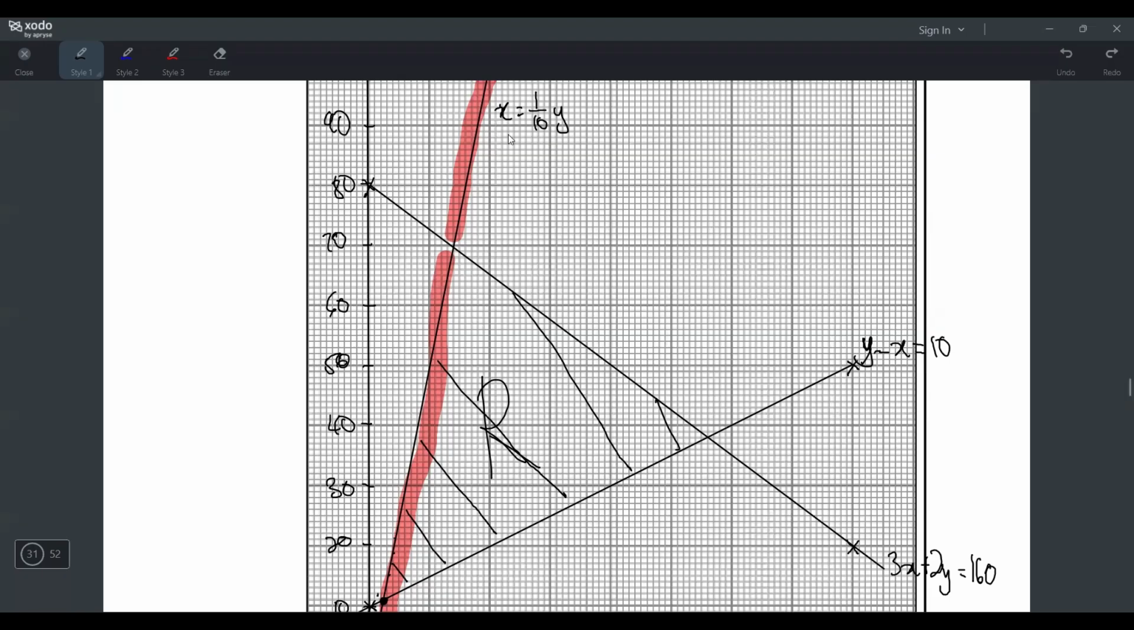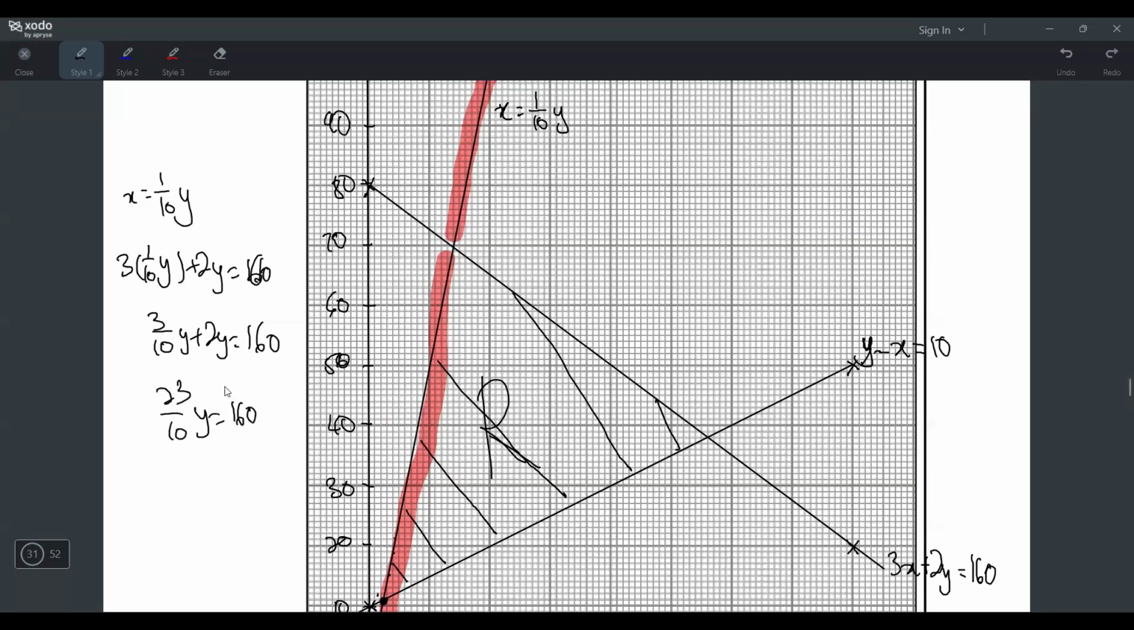So if I am you, I will just do simultaneous so that I know the exact answer. So x equals 1 over 10y, right? So straight away sub inside this, 3x plus 2y equals 160. The reason I'm doing this is because I want to get the intersection point. So this one is 1 over 10y, so you get 3 over 10y plus 2y equals 160. And this one is 23 over 10y equals 160. Right? And then y equals 1600 divide 23.